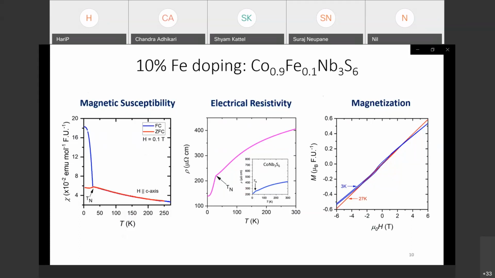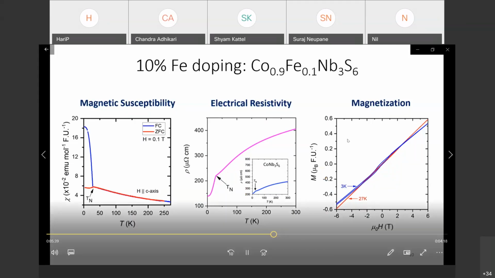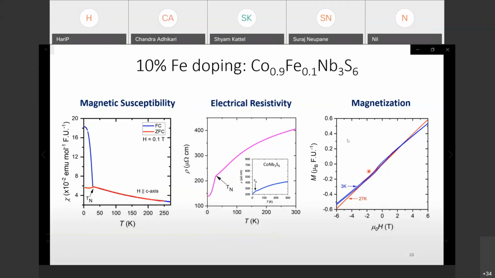And this further confirms that the Néel temperature is in the correct expected range as in the parent compound. And finally, on the right, we have magnetization, which also shows similar behavior to the parent compound. The magnetization was measured here at 3 Kelvin and at 27 Kelvin. At 27 Kelvin, it is linear with no hysteresis, but at 3 Kelvin, we see a very small hysteresis, meaning that there is a small ferromagnetic moment present.